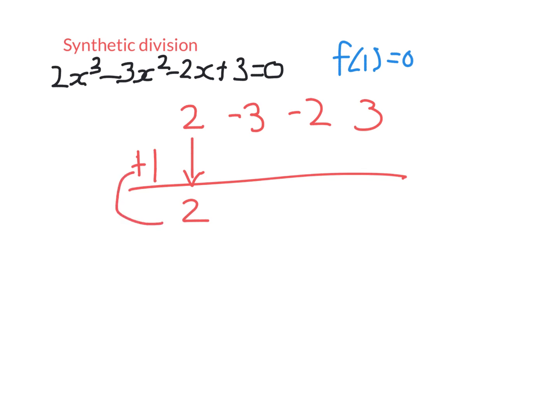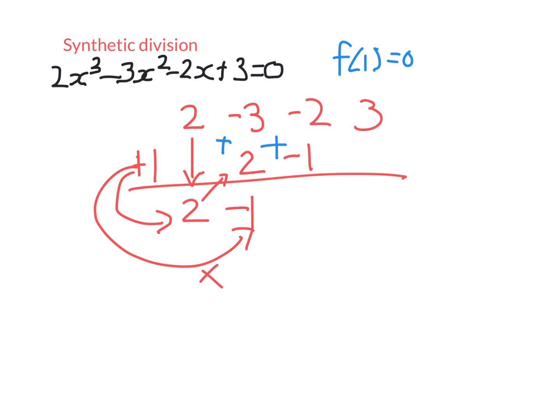Okay, we go: positive 1 times 2 is 2. So we write it there. Whenever we're calculating the remainder in synthetic division, we add. Negative 3 plus 2, of course, gives negative 1. Then we go 1 times negative 1 is negative 1. We add to find the remainder. So in that case, it's negative 3. Negative 2 plus 1 is negative 3.